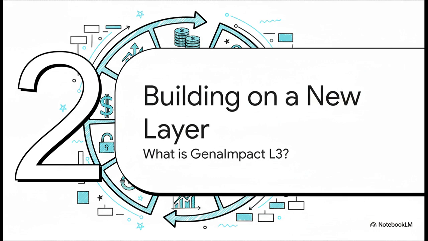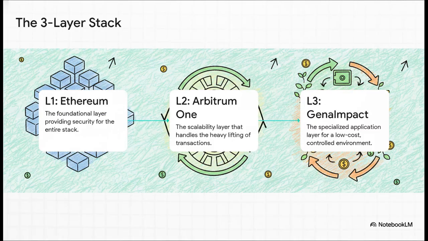Okay, so let's get into the nitty-gritty of building on this new layer. What exactly is the GenaImpact L3? Think of it like building a house. At the very bottom, the foundation, you've got Ethereum. That's your security layer. On top of that, you have Layer 2, Arbitrum One, which handles all the heavy lifting for scalability and execution. And then, at the very top, you have GenaImpact, a specialized, super low-cost layer just for its own applications. It's its own private, high-speed lane on the highway.